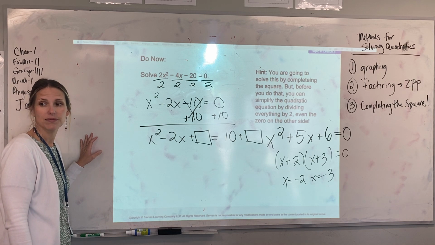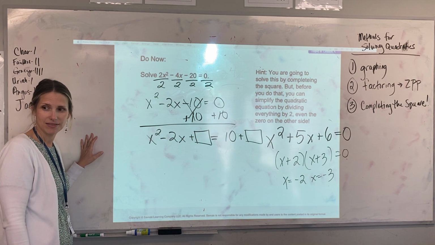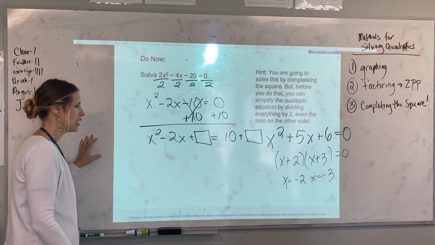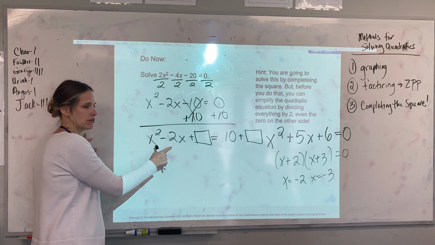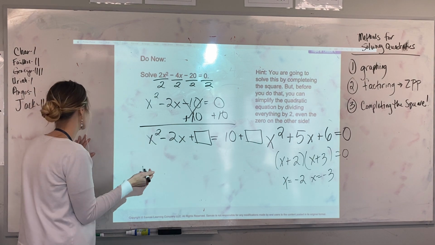You divide 3 by 2 and then square. That's exactly what I do. I take my b value, I divide it by 2, and then I square it.